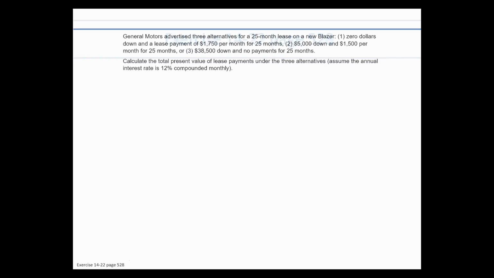And we'll look at a lease, but this time it'll be with a purchase option. General Motors advertised 3 alternatives for a 25-month lease on a new Blazer. The first one is $0 down and a lease payment of $1,750 per month for 25 months, the second is $5,000 down and then $1,500 a month for 25 months, or $38,500 down and no payments for 25 months. Calculate the total present value of the lease payments under the 3 alternatives, assuming that the annual interest rate is 12% compounded monthly.